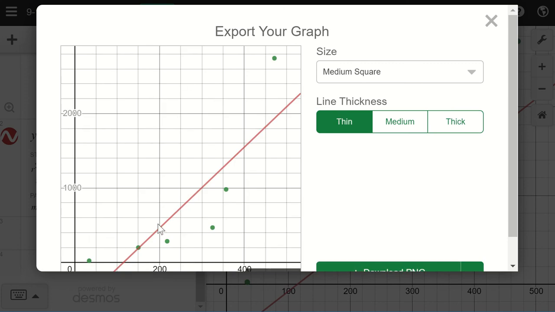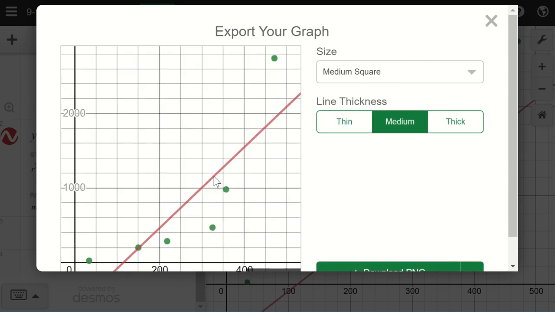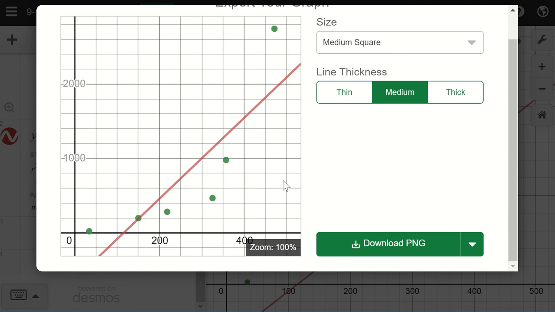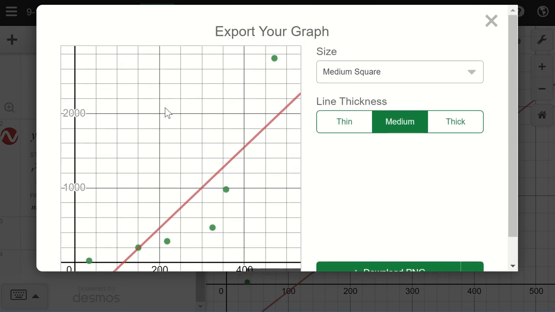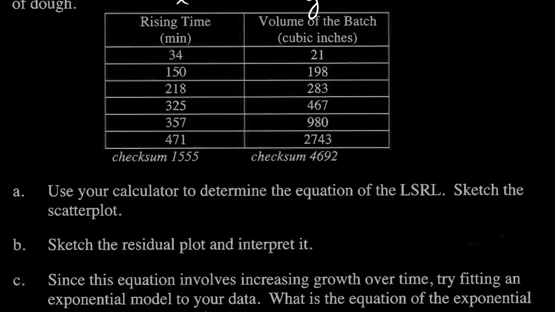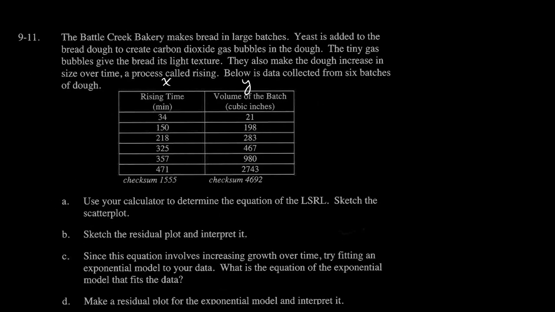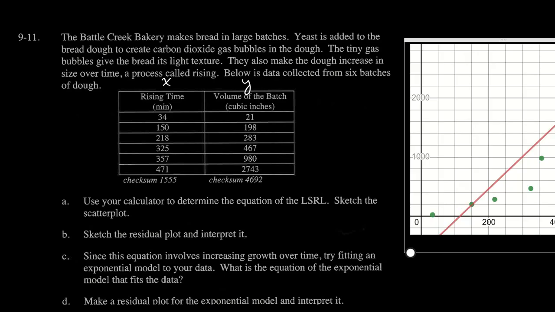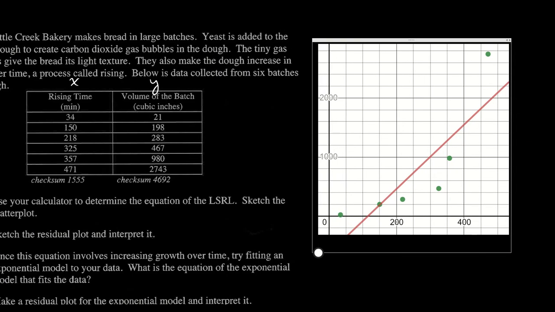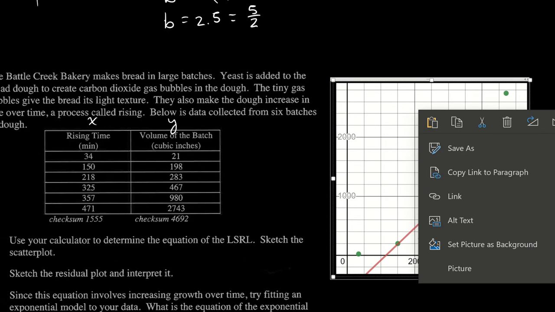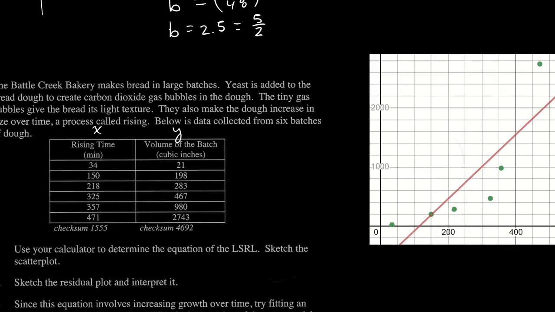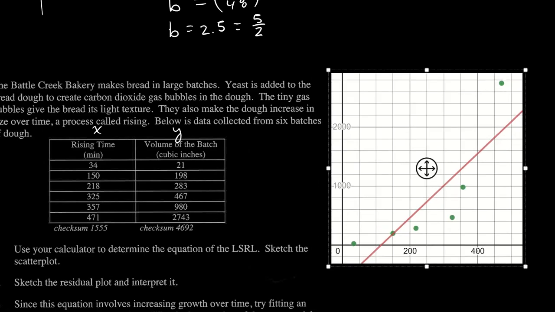And this is perfect, right? So I'm just going to come in here. I'm going to make the lines medium so I can see it really well. My zoom is set to 100%. So if I right click this, I can just say copy that image. And then I can come back to my notebook in OneNote, and I'll just right click and I'll say I want to paste that image. So there is my line of best fit, my least square regression line.